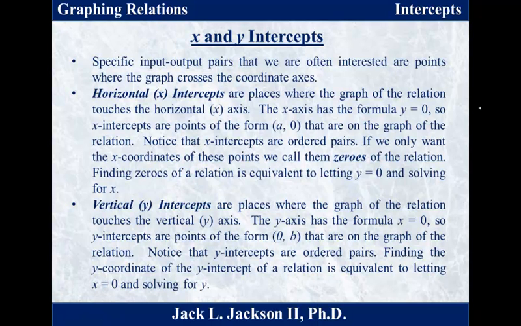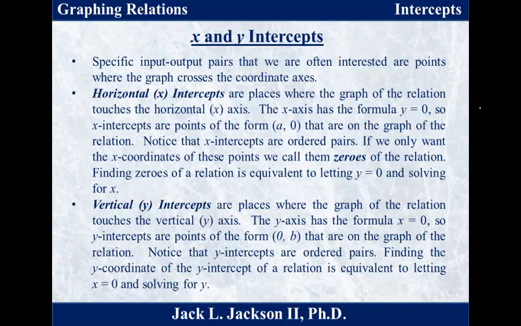Two places on the graph, if they exist, that we're very interested in a lot of times are specific input-output pairs, or where it crosses the axes. So the horizontal, or x-intercept, or intercepts, if there's more than one, are places where the graph of the relation touches the horizontal, or x-axis. Remember, the x-axis has the formula y equals 0, so x-intercepts are points of the form (a, 0). Now, intercepts are not a single number, they're an ordered pair, they're a point.